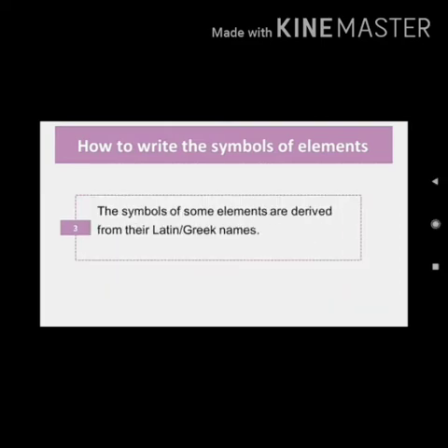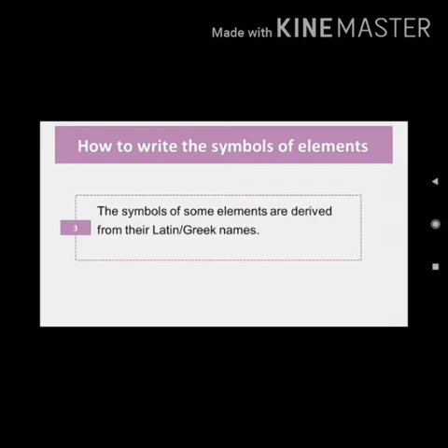In some cases the symbols of elements are derived from their Latin or Greek names, especially metals whose symbols were derived from their Latin names. For example, copper, that is cuprum.